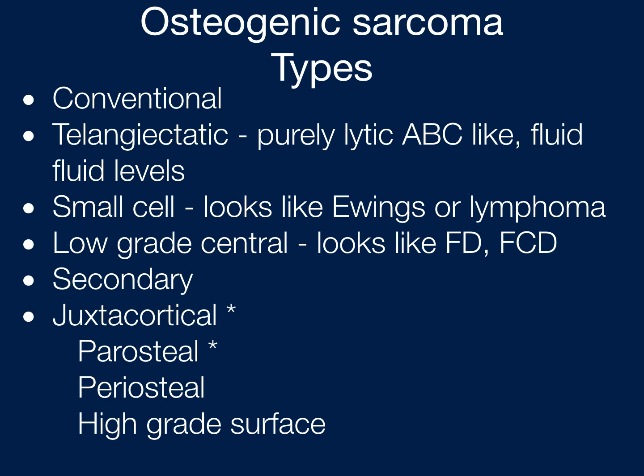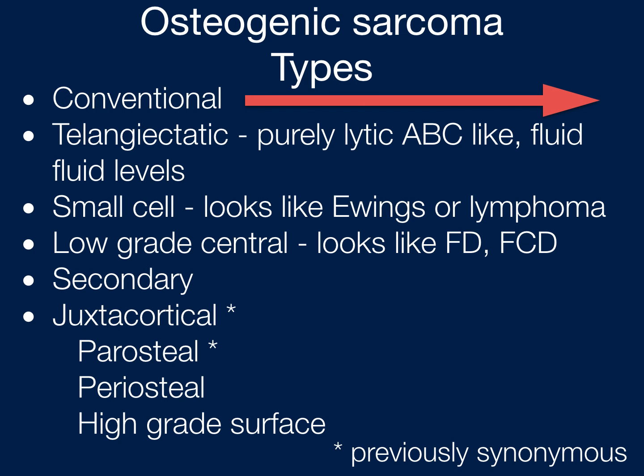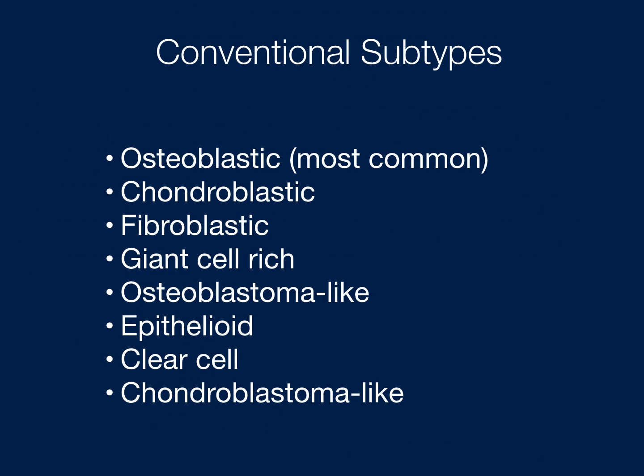The juxtacortical type consists of three types, and I wanted to point out that the term juxtacortical used to be synonymous with parosteal, but in the newer system it's actually easier. The parosteal, periosteal, and high-grade surface types are now all considered juxtacortical osteogenic sarcoma. So to break down conventional even more, we have the following subtypes, and again, this is just to show that there's many subtypes of conventional osteogenic sarcoma, with the osteoblastic being the most common. This isn't to suggest you have to know all of these.